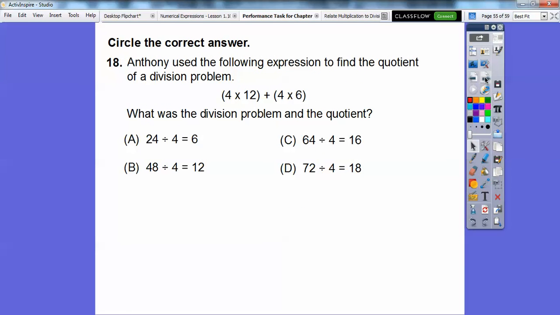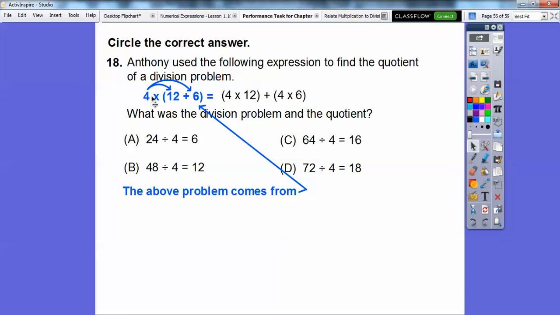All right, so let's see. Anthony used the following expression to find the quotient of a division problem. So he has 4 times 12 plus 4 times 6. Okay, which division problem is that quotient? Okay, this kind of sort of confused me looking at all of these right here, but I did know that this was a distributive property right here. This comes from 4 times 12 plus 6, because if we did 4 times 12 plus 6, it would be 4 times 12, that's what that says, plus 4 times 6. Okay, that's what that says.